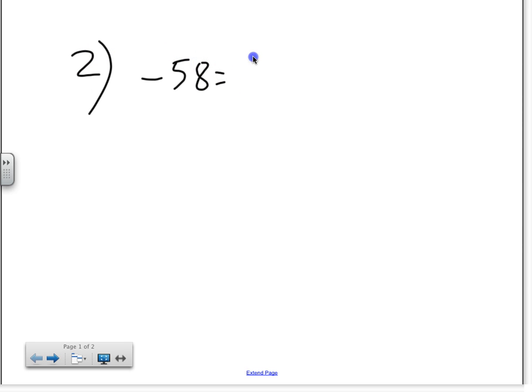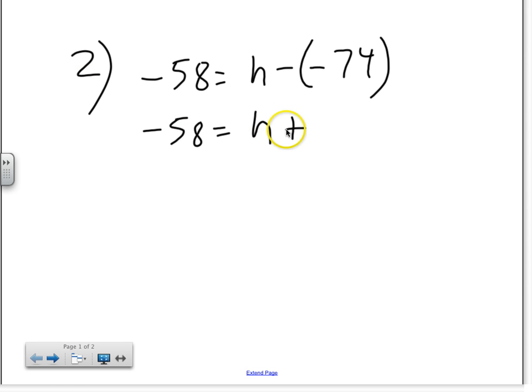Okay, so for number 2, I have negative 58 equals H minus negative 74. Now we talked about this double sign business already. Whenever we deal with double signs, what do I expect you to do? You change it to one sign. Okay? We don't allow double. We only have one sign. So the double negative will be turned into what? Positive. So I will end up with H plus 74 instead. And that simplified the whole thing.